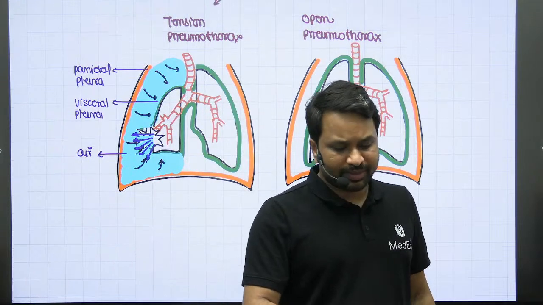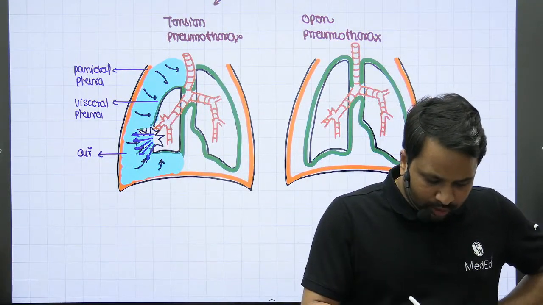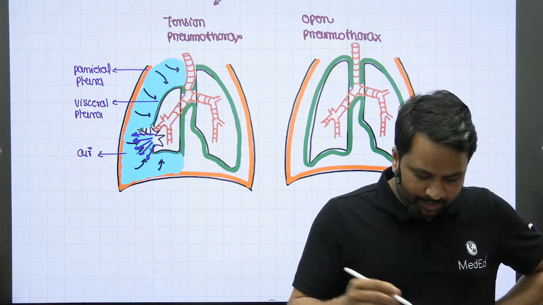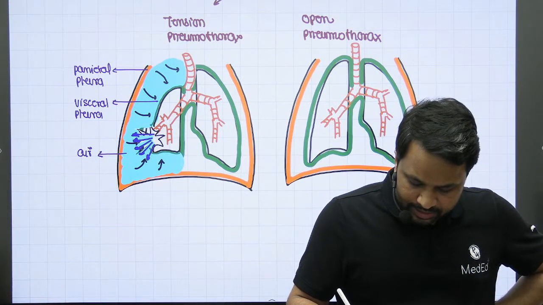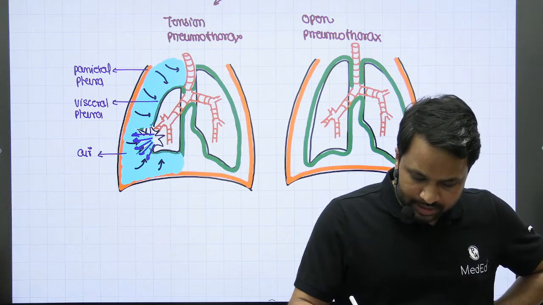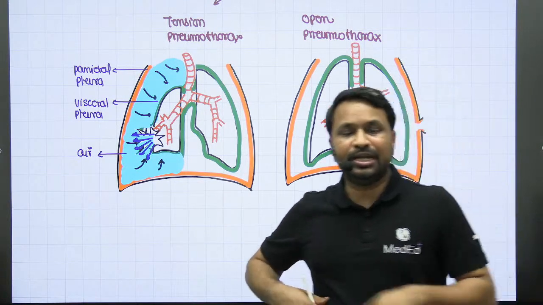What is in open pneumothorax? Somebody has taken a knife and stabbed it. Now that stab has caused an entry point here. Now this entry has to be significant. A small entry will not cause pneumothorax. If someone pricks you with a needle, you will not get a pneumothorax.